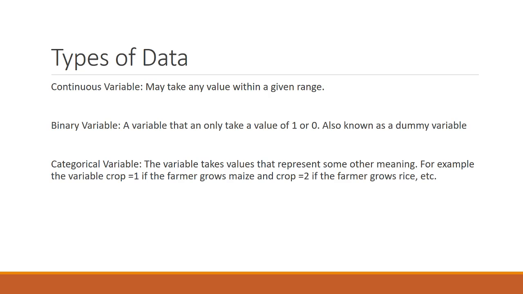So let's use an example. Imagine we're collecting data on farmers, and we want to know what crop they grow. We could have a data set that indicates the type of crop that each of the farmers in our data set grows. And we can use numbers to label those different crops. So for example, we could say the crop variable equals 1 if the farmer grows maize, and the crop variable equals 2 if the farmer grows rice. The 1 and the 2 as numbers don't matter. They just matter in the sense that they're labels for the type of crop.